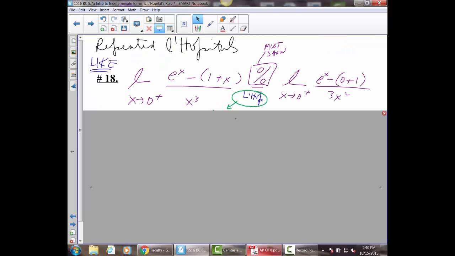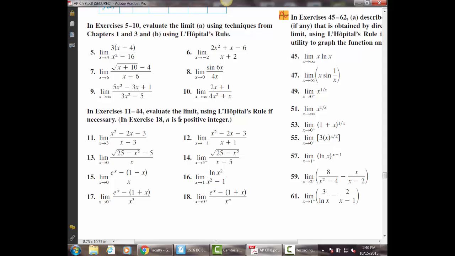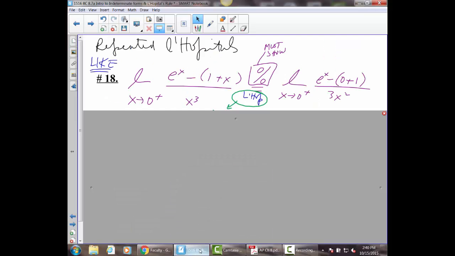All right, so now we're looking at something like number 18. For numbers 11 to 44, evaluate the limit using L'Hopital's rule if necessary. So they are letting you know that they prefer you use L'Hopital's rule over something else. So here's an example. It's a limit. We substitute. We get e to the 0 is 1, minus 1 plus 0, which gives 0 over 0 cubed, which is 0.